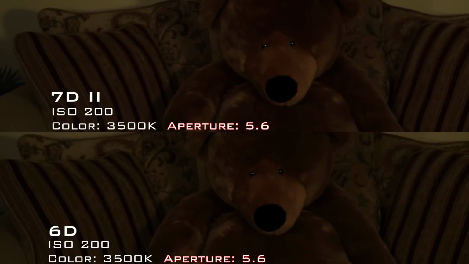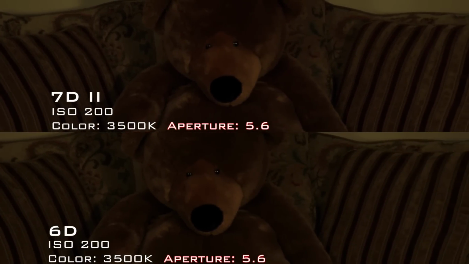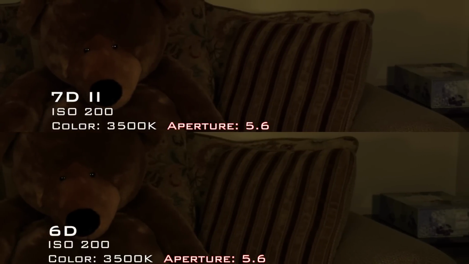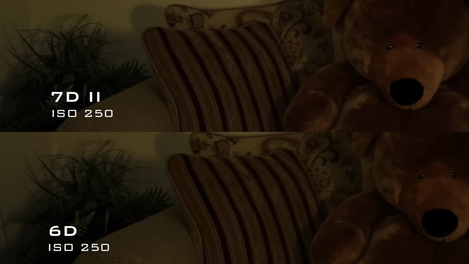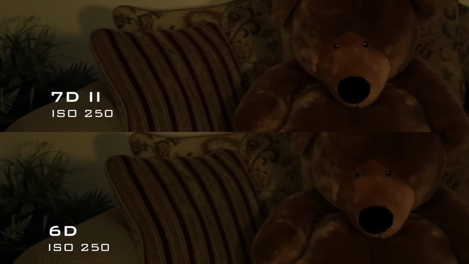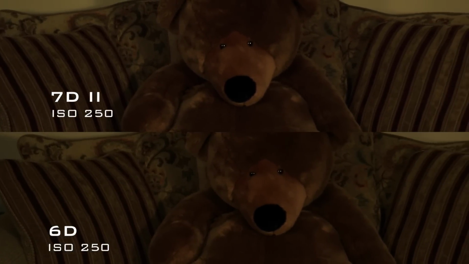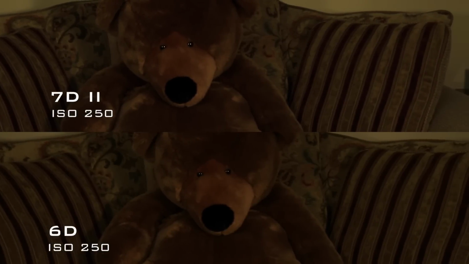Custom color settings are a little different. They're at 3500K now, not 3700K. Both looking decent. I can't really complain about anything now, although you're gonna start noticing something interesting here soon.